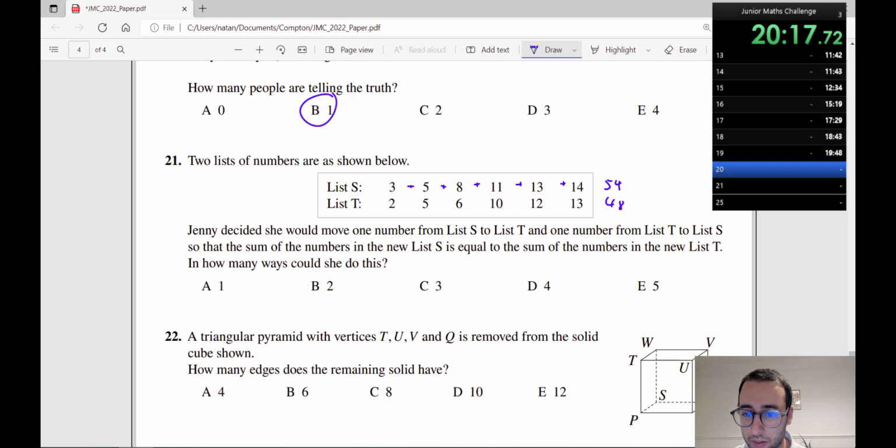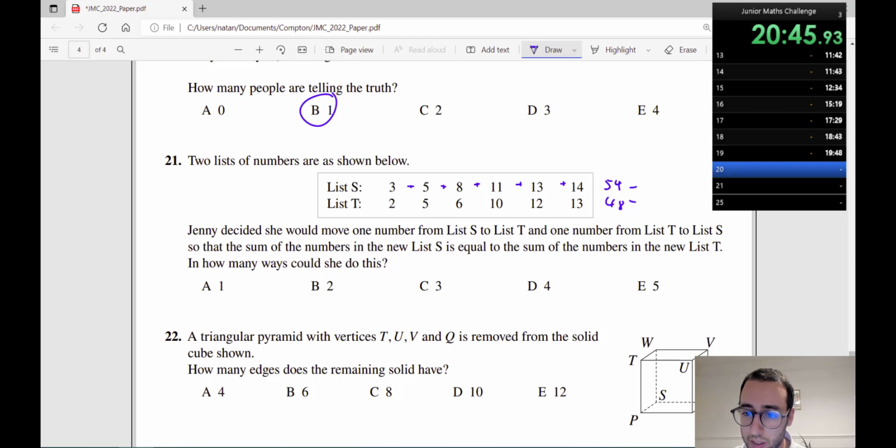So for example, if I did, wait, is that right? 25, 35, 48, 27, 38, 46, 54. So I need to minus something from here and gain something from here.